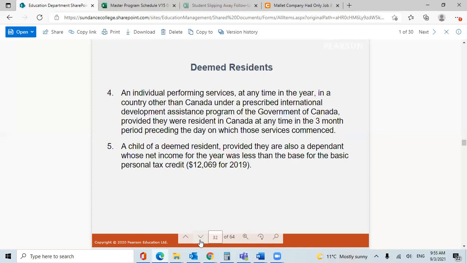And then number four is an individual performing services at any time in the year in a country other than Canada under a prescribed international development assistance program of the government of Canada. So this person is under a special program from the government of Canada, and provided they were resident in Canada at any time in the 3-month period preceding the day on which those services commenced, they are deemed residents.